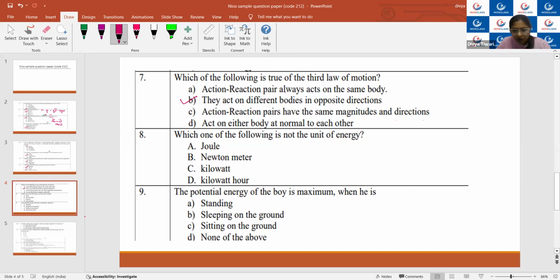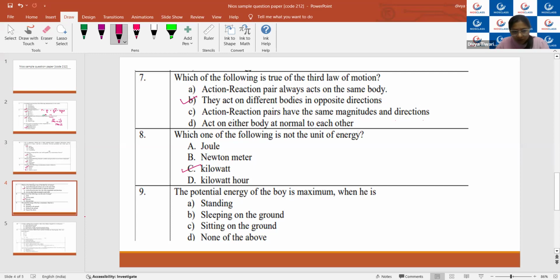Now, which of the following is not the unit of energy? Joule is a unit of energy. Newton meter, we can also write as work done, right? Work is equal to energy, so Newton meter can also be the unit for this. Kilowatt hour can also be a unit. Only kilowatt cannot be, because this is the unit for power. So C is going to be the answer for this.